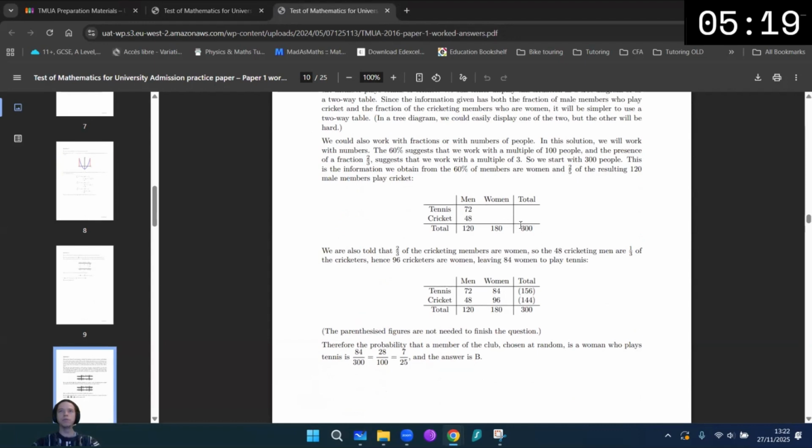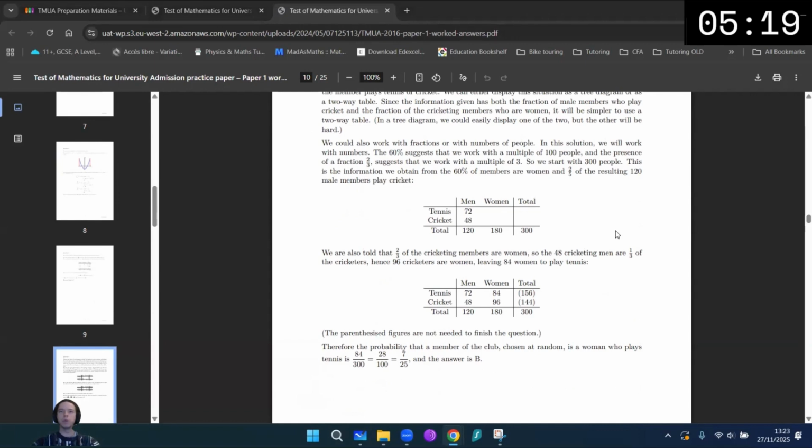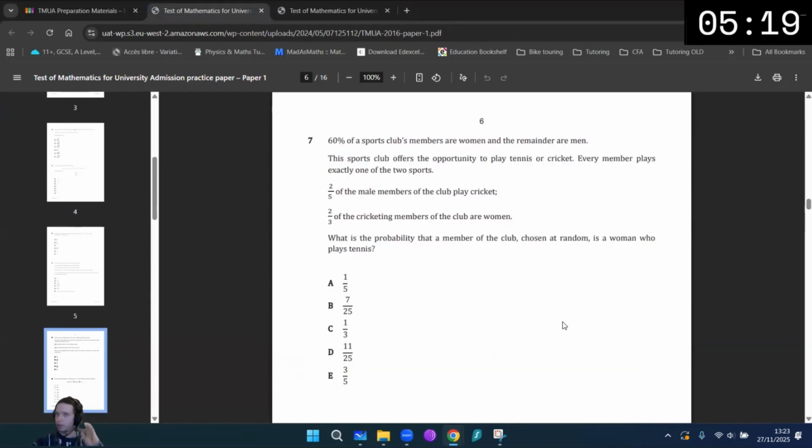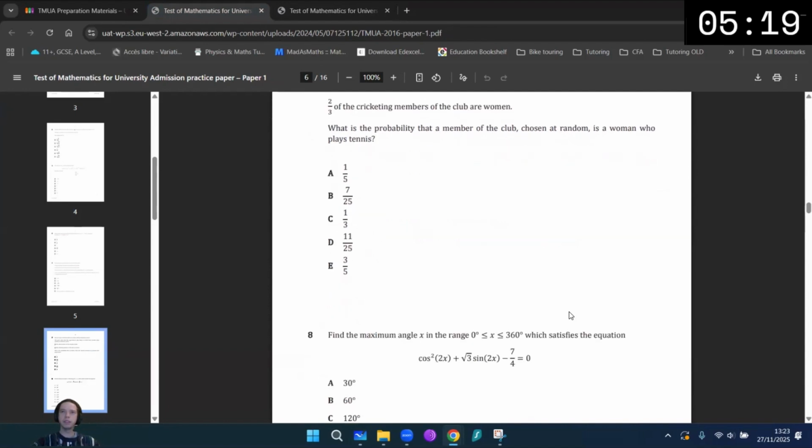Oh, so they use 300. Yeah, I mean, sort of 60% there. It suggests we work with a multiple of 100. With 2/3, we work with a multiple of 3. So yeah, that would have worked. So far, not too interesting, but yeah, let's hope it gets better.